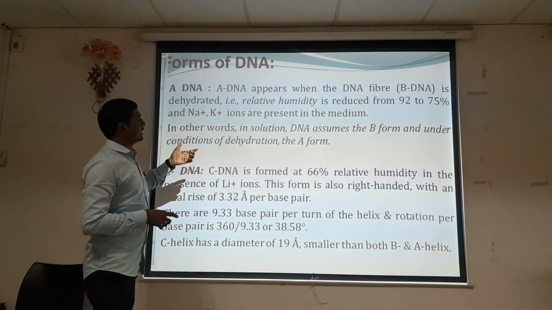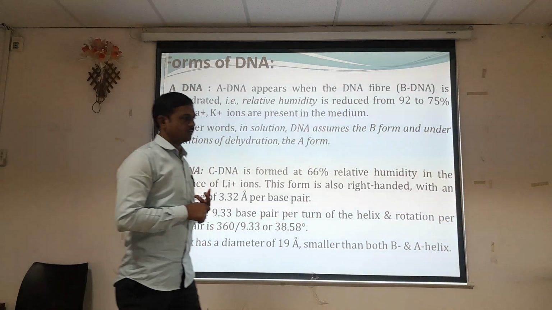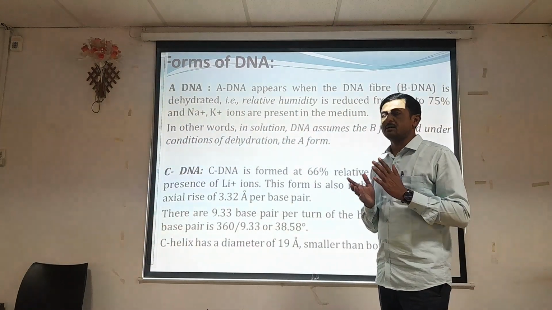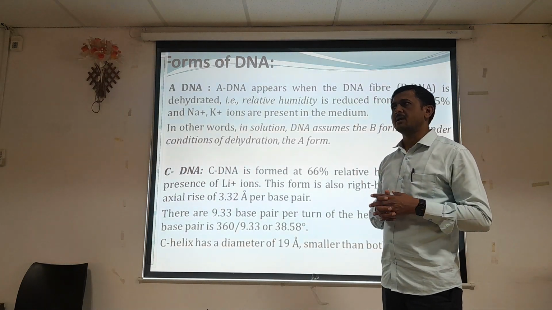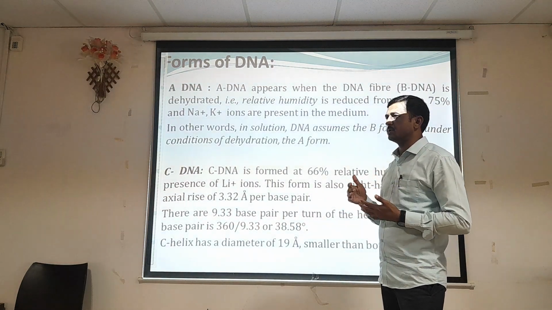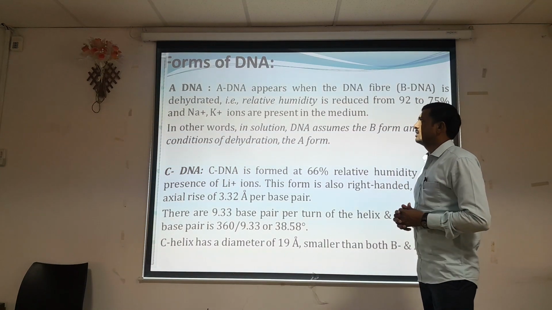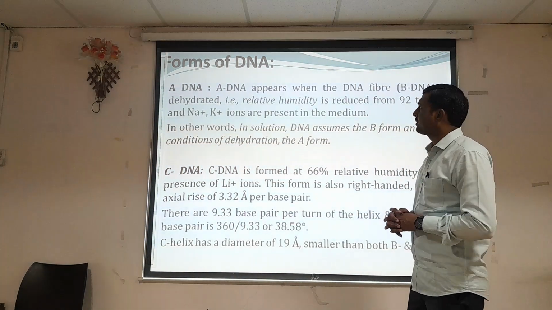So in this lecture we will discuss the different forms of DNA, how right-handed or left-handed DNA helices can be formed, and on that basis they are categorized into the A, B, C, D different forms of DNA. So first we will discuss the A form of DNA.